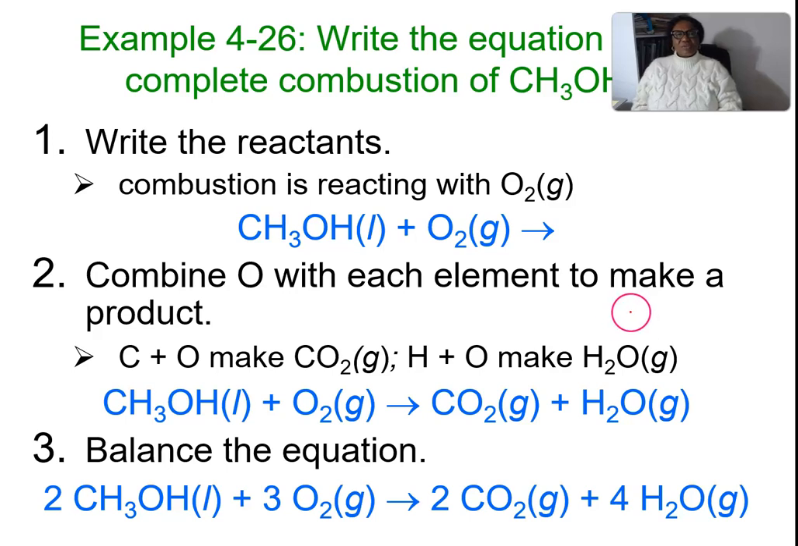So write the equation for the complete combustion of CH3. So write the combustion reaction with oxygen. So you have this and this. Combine with each element to make a product. So combine carbon with oxygen, and you have carbon dioxide. Hydrogen, you have water. So that is what you get. Then balance the equation. So with that, we have come to the end of chapter 4.